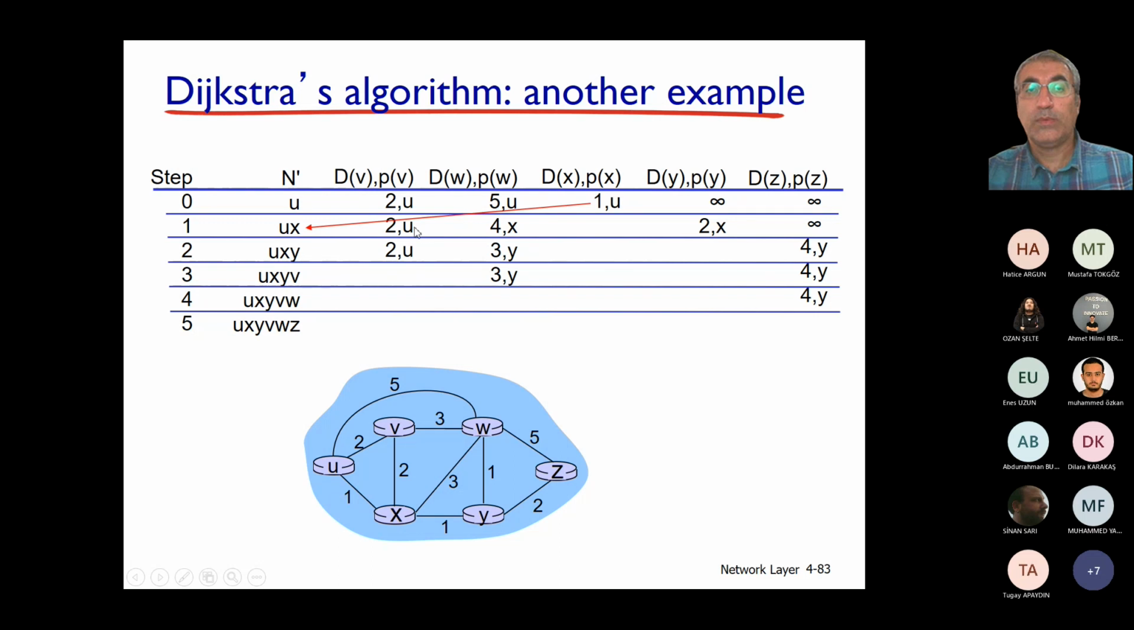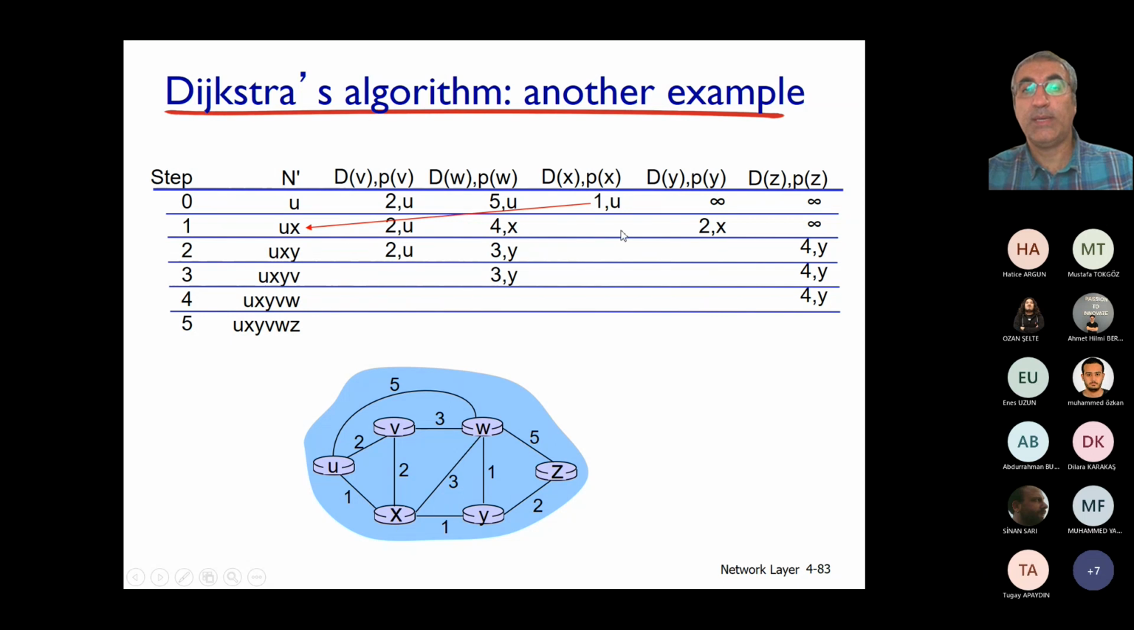And then in the second step, still the least cost is 2. We don't update this value for V. For W, because we added X to the path, now we can reach W through this 1 plus 3 equal to 4, which is less than the current value of D(W). That's why we update it to 4, and the predecessor node is X.